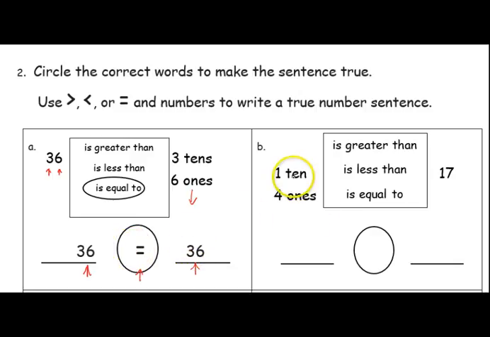In the next problem, I'm comparing 1 ten and 4 ones to 17. Well, 17 is 1 ten and 7 ones, so it has more ones, making it the greater number. So 1 ten and 4 ones is the smaller number. So reading this from left to right, I would say 1 ten and 4 ones is less than 17. I'll write it in standard form and use the symbol now. 1 ten and 4 ones is 14, and 14 is less than 17.